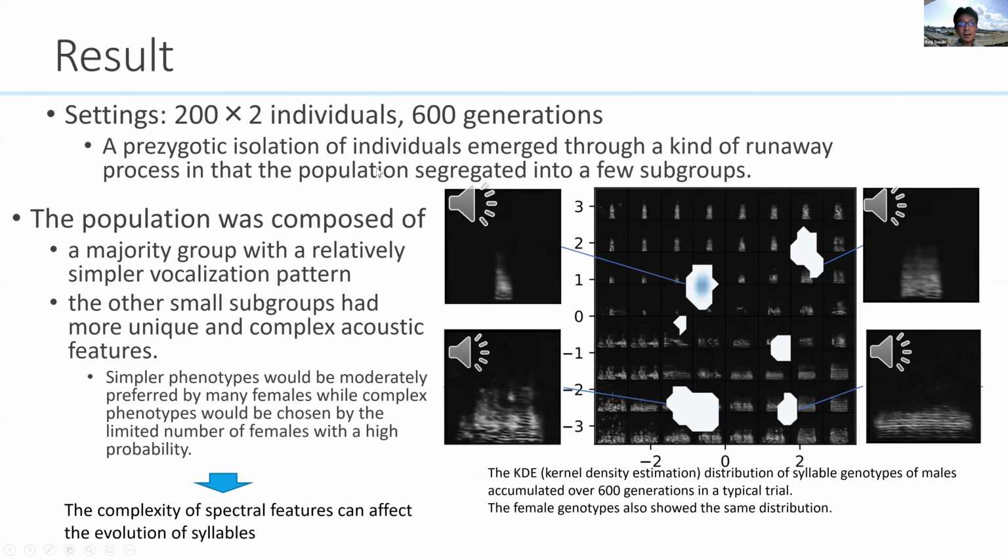This is the result. We assumed 400 individuals, and we conducted the experiment for 600 generations. And this is a distribution of the syllable genotypes of males accumulated over 600 generations in a typical trial. Actually, the female genotype also shows a similar distribution. As you see, prezygotic isolation of individuals emerged through a kind of runaway process in that the population segregated into a few subgroups.